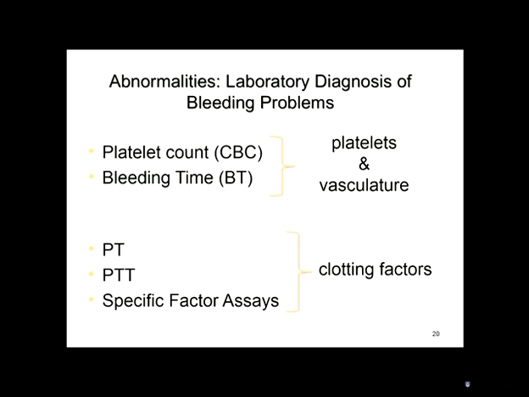Partial thromboplastin time. Okay, any other questions?